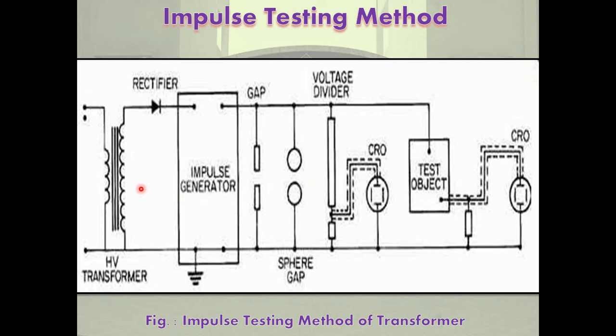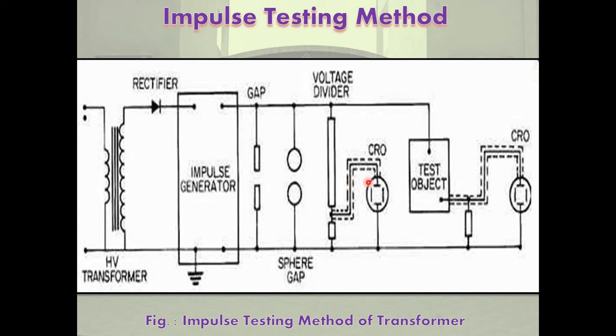Basically, the HV transformer gives the HV voltage, and the rectifier will rectify the voltage. This is the impulse generator. This is the rod gap. Rod gap means it operates first and checks the breakdown voltage. Then, this is a sphere gap. This sphere gap is for calibration and measurement of high voltages.